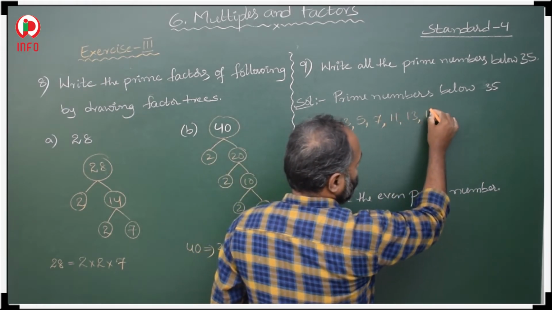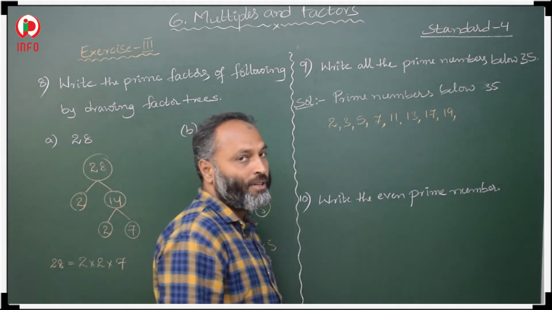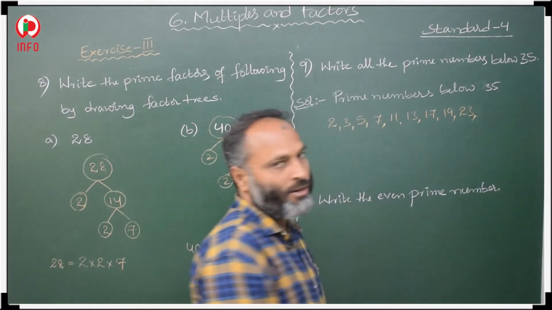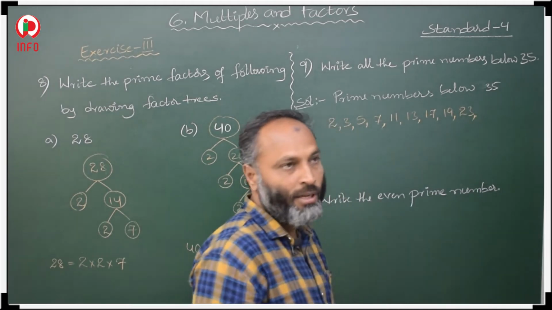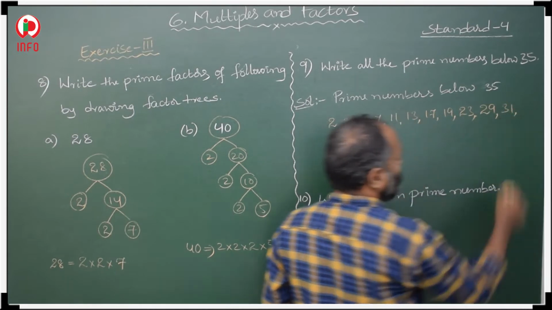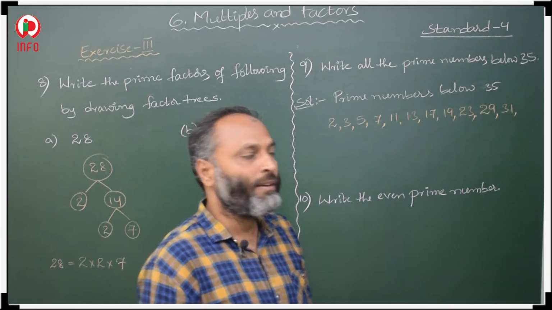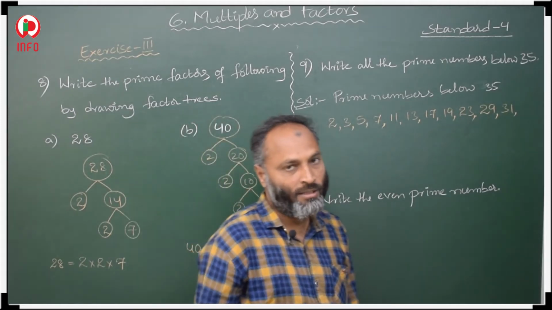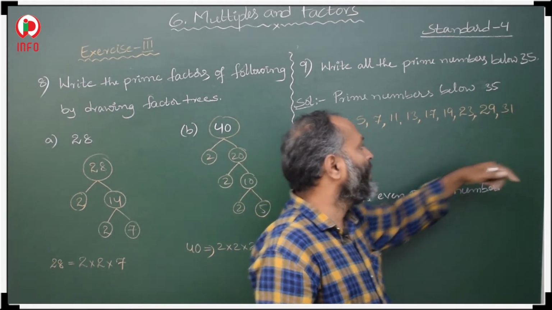number, then 17 is a prime number, then 19 is a prime number, then 20 is composite, 21 is also composite, 23 is a prime number, 24 is a composite number, 25 is a composite number, 27 is also composite, 29 is a prime number, then 31, then 33 is not a prime number, 11 3s are 33, it will come. Then 34 is a composite number and 35 is also a composite number. These are the prime numbers below 35.